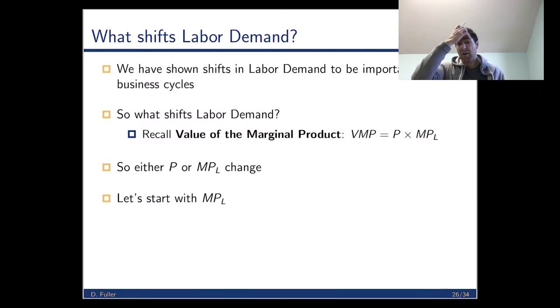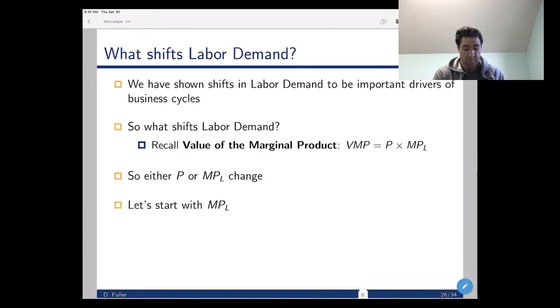So in our model, and this is really true in reality, the key driver of a business cycle is a shift to the left in labor demand. So that is what is driving the business cycle. And we want to remember, as we talked about before, what shifts labor demand? And the answer is labor demand is determined by the value of the marginal product.